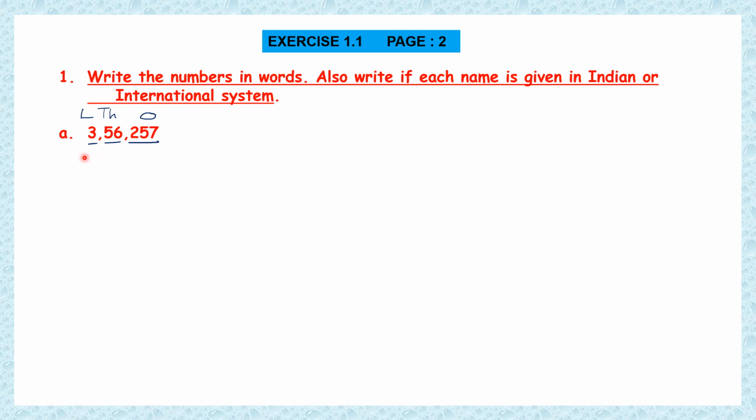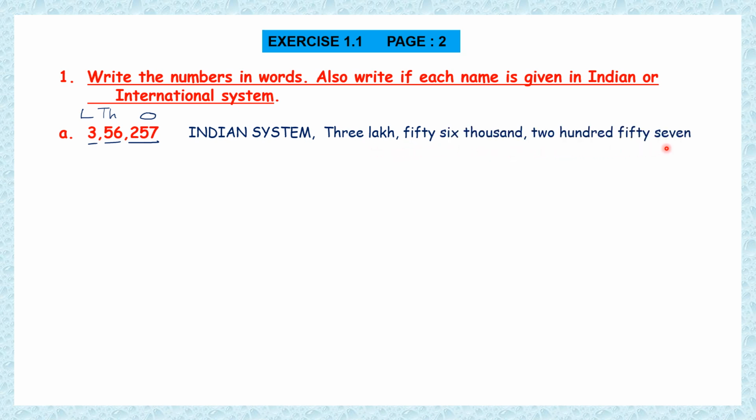Now how do we read? Now we say 3 lakh. Then read this whole thing together. 56,000. Now read this whole thing together. 257. So this is 3,56,257. So let's write that. First, let's write which system it is in and we will write this number in words. So it is the Indian system. 3,56,257. So this is our number. So this is how we have to do it.